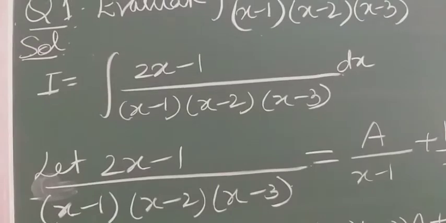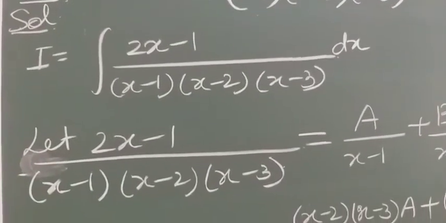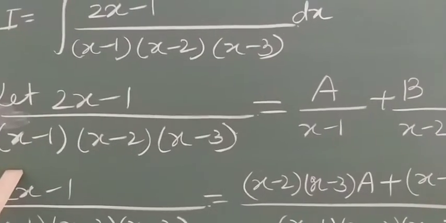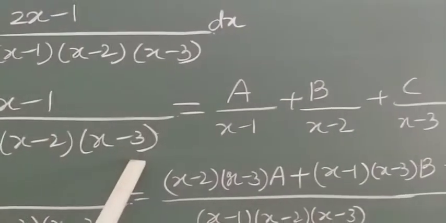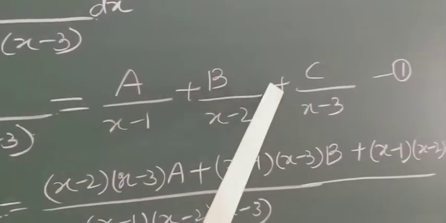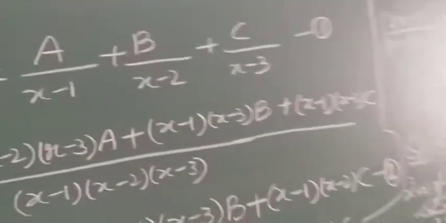So to solve this question by partial fractions, let us suppose (2x - 1) upon (x - 1)(x - 2)(x - 3) equals A upon (x - 1) plus B upon (x - 2) plus C upon (x - 3).